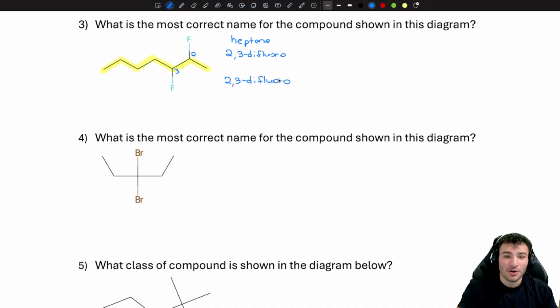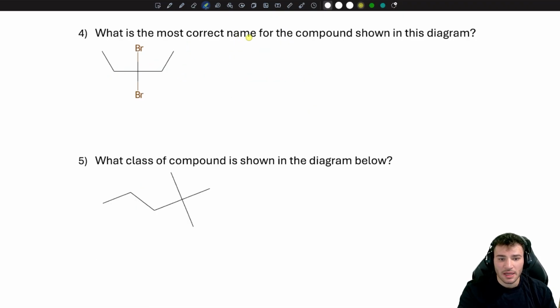Again, nothing changes. It's the same thing over and over again with a little bit of quirks. And that's really all Orgo is. You learn some old rules, and then every time you get to something new, it's the same thing with some extra quirks. That's really all it is. Heptane.